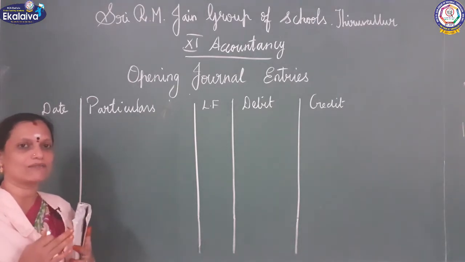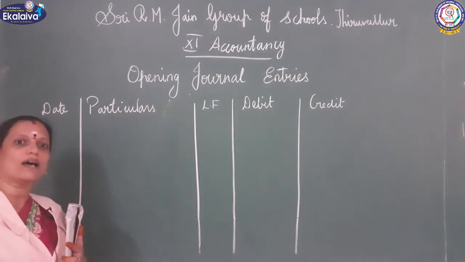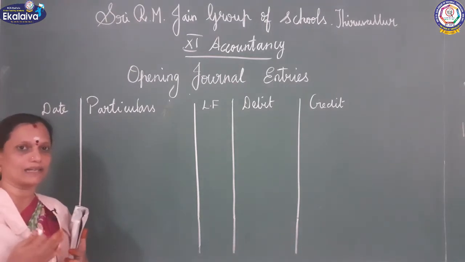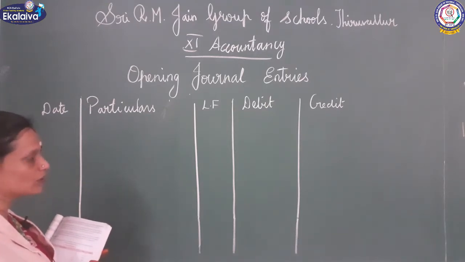For example, January to December is an accounting period, or April to March is an accounting period. So like that we have to enter. So first opening entries, how I am going to do, you see children.